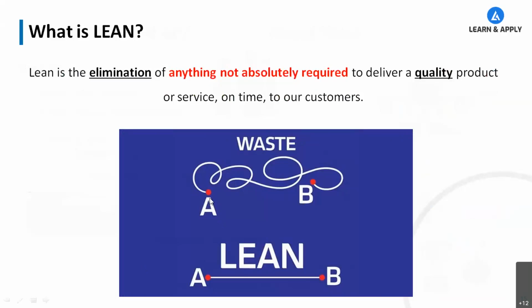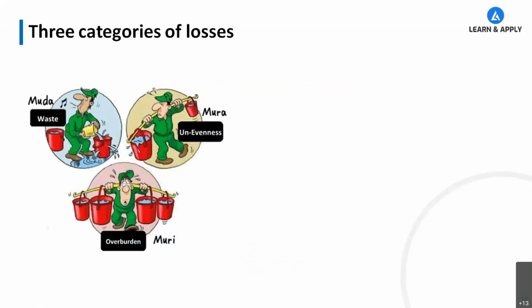In this diagram, as you can see, if we want to go from point A to point B, this is the kind of path we generally follow when we are not applying Lean concepts. With the application of Lean, we will go straight from A to B. The waste along the path will be completely eliminated. As we have seen the losses, there are three major losses called the 3 M's. These are the Japanese concepts: Muda, Mura, and Muri, as this image will tell us.